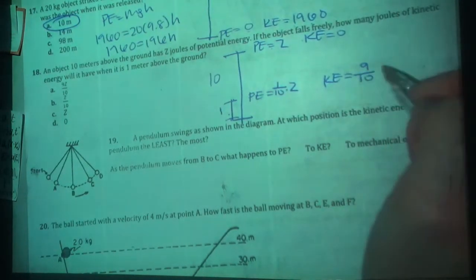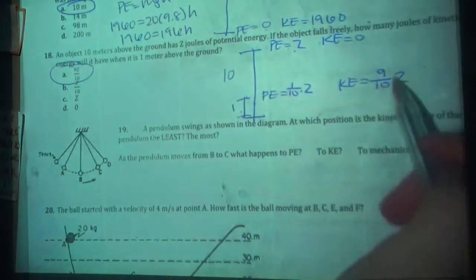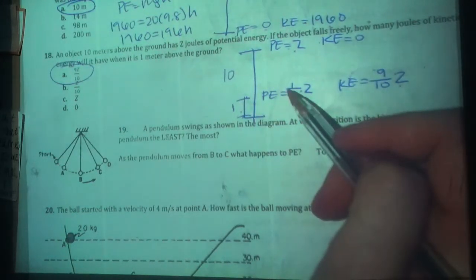Well, where did the rest of that energy go? Oh, it went into kinetic. So the amount of kinetic gained is 9/10 z, because they still have to add up to a total of z. So 9/10 z. And it makes sense that at the very, very bottom, it has mostly kinetic energy and a lot less potential.